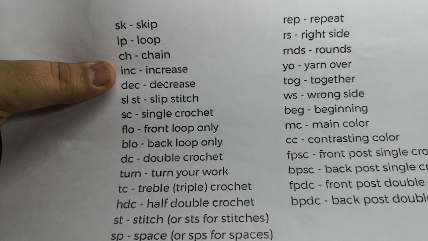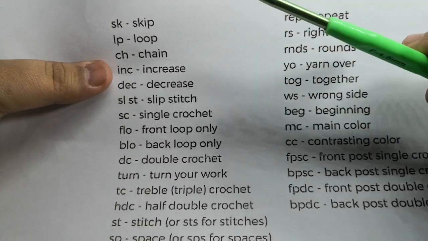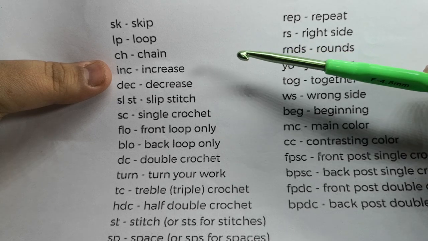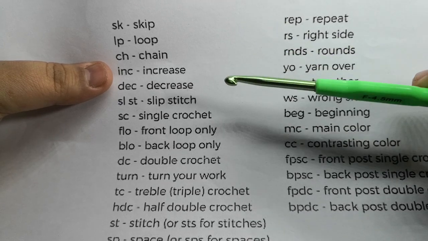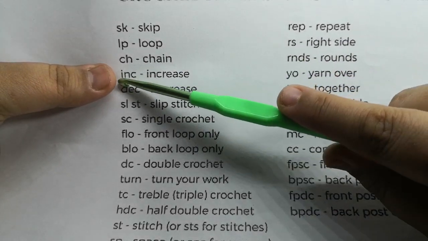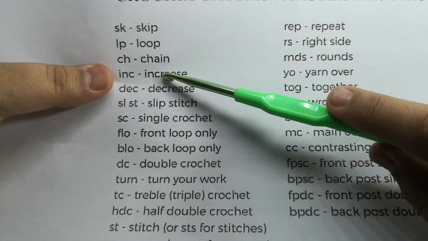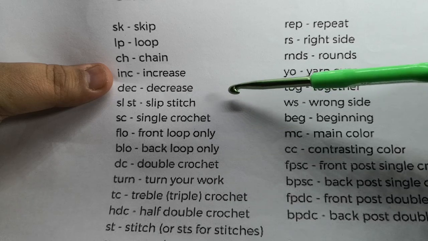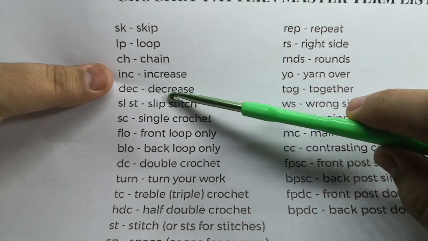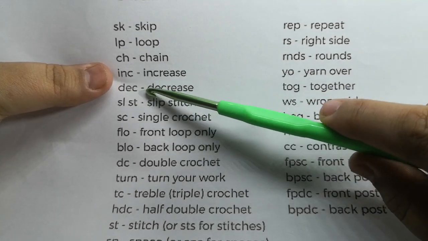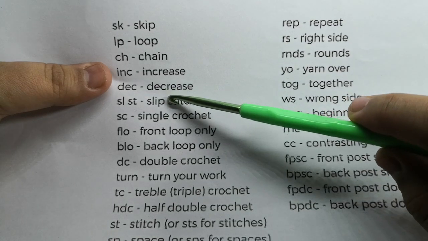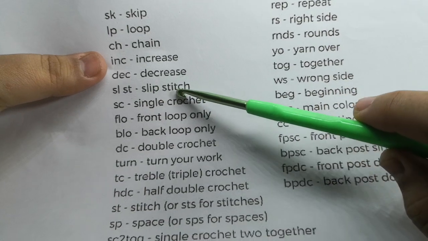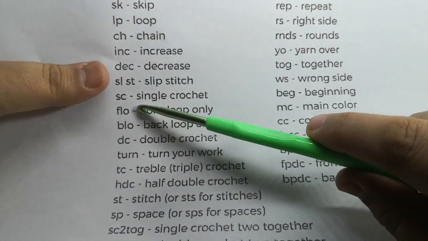INC means increase, like you have to double the amount of stitches. Normally you will do one double crochet in each, and if you read INC, it means work an increase in the next stitch you are working in. Decrease is DEC, which means you have to lessen the amount of stitches. SLST means slip stitch into the next stitch.